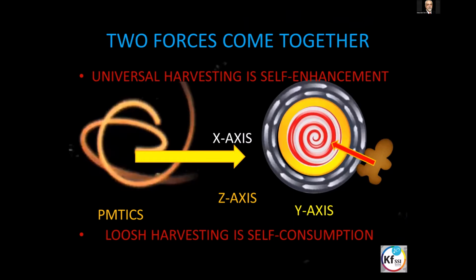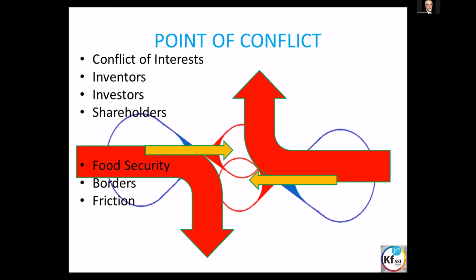So that's as high as we can go because we remain in the physical state. But there is a penalty. There's a huge penalty because that penalty involves points of conflict. So we can say that there are points of conflict between investors and inventors and shareholders, but that has to do with financial points of conflict.